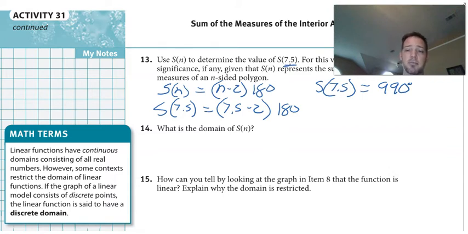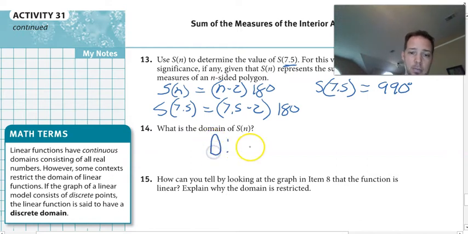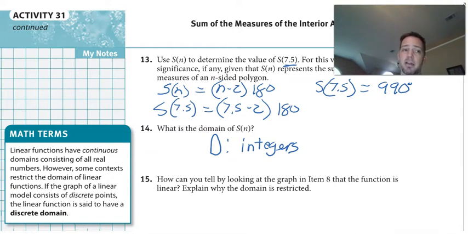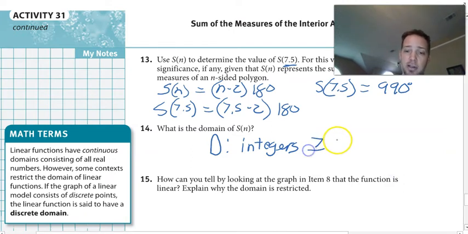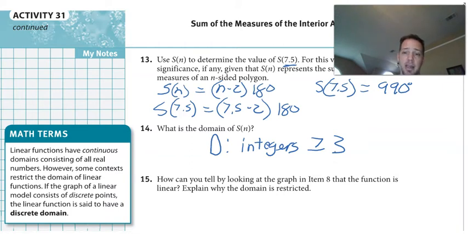So the next question asks us about the domain. What are the possible values we could plug in for n? Well, they have to be whole numbers. So the domain is integers. And they represent the number of sides of a polygon, and you have to have at least 3 sides for it to be a polygon. So integers greater than or equal to 3 would be the domain of this one. You can't have a 1 or 2-sided polygon, and you can't have a polygon with sides that aren't a whole number, like 7.5.